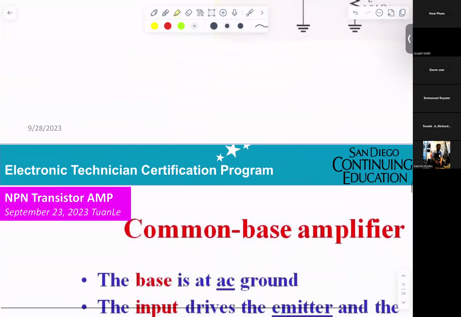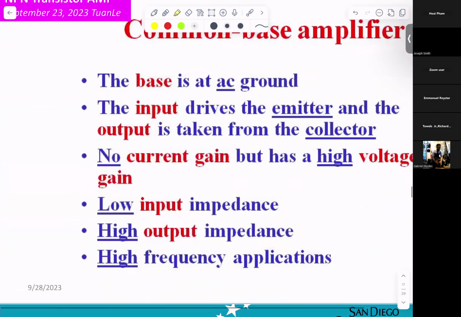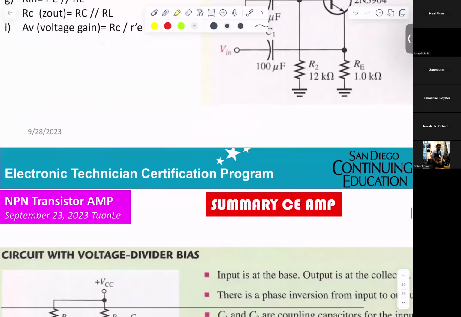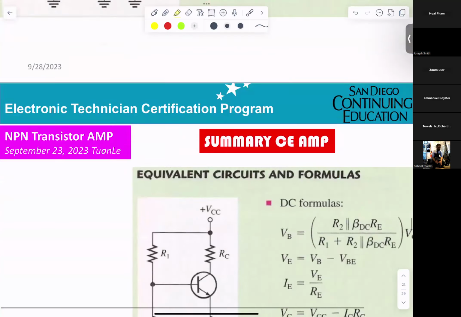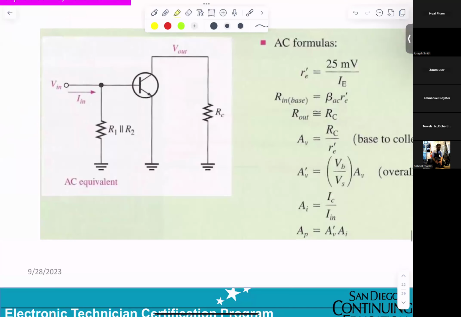So we will be left with only one, the common base amplifier. And to summarize, for the next meeting, it will be the same thing on Thursday for now.